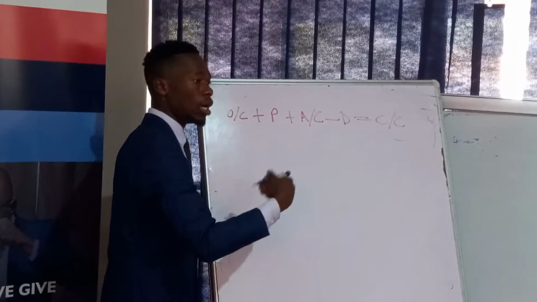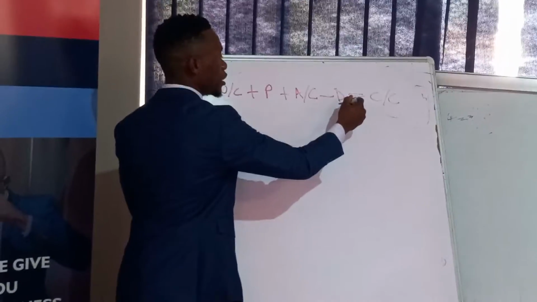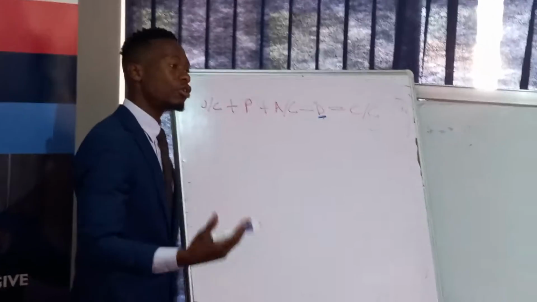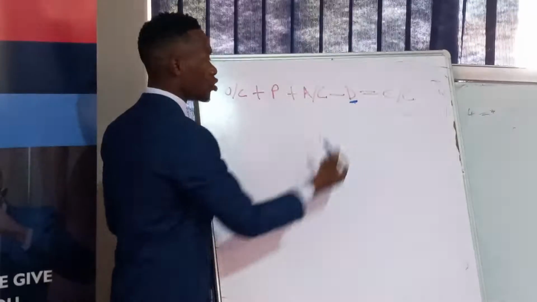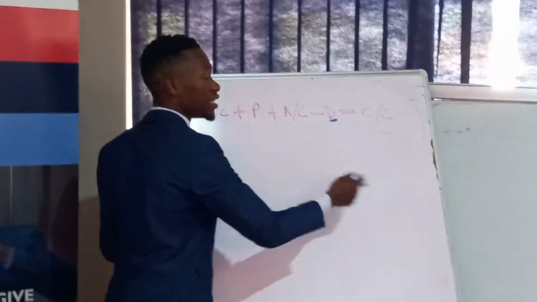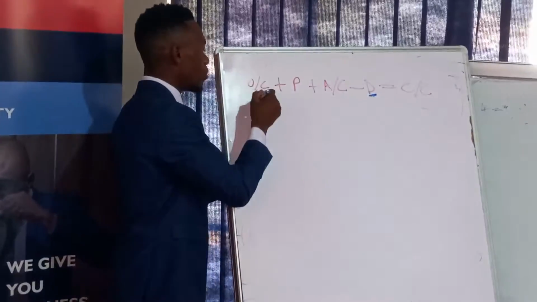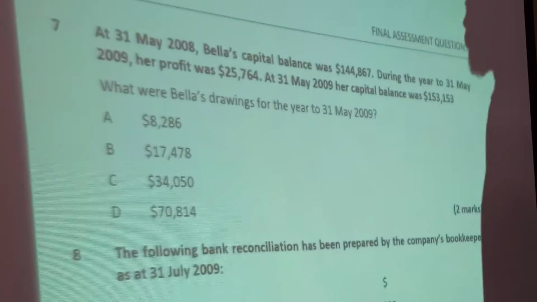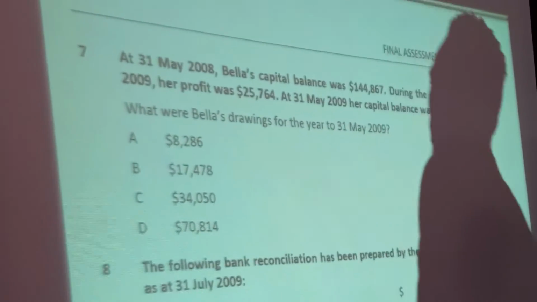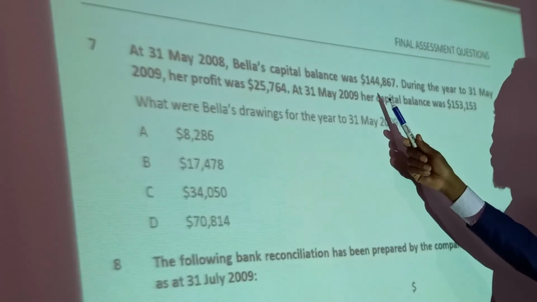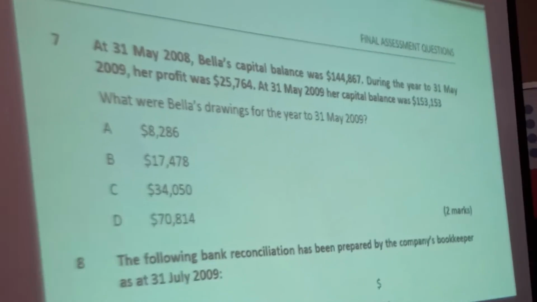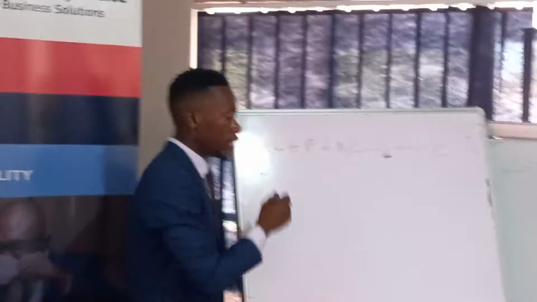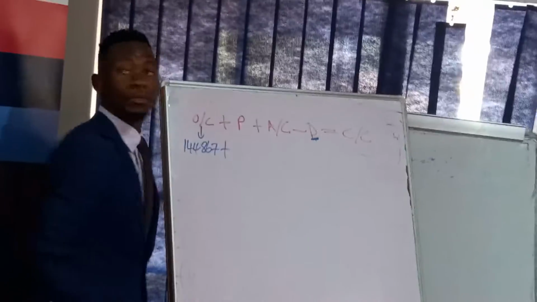So if you're given the amounts, you don't make this one the subject of the formula. Guys, you end up confusing yourself, right? So if they just say give us the drawings, this will be your X. So I'm calculating drawings. So just leave it as D or X, you understand? What is the opening capital? Look at the dates. Pay attention to the dates. Dates are very important. At 31st of May 2008, the capital was this. That was the capital. This is the opening, right? Yes, looking at the dates is the opening. 114,867.